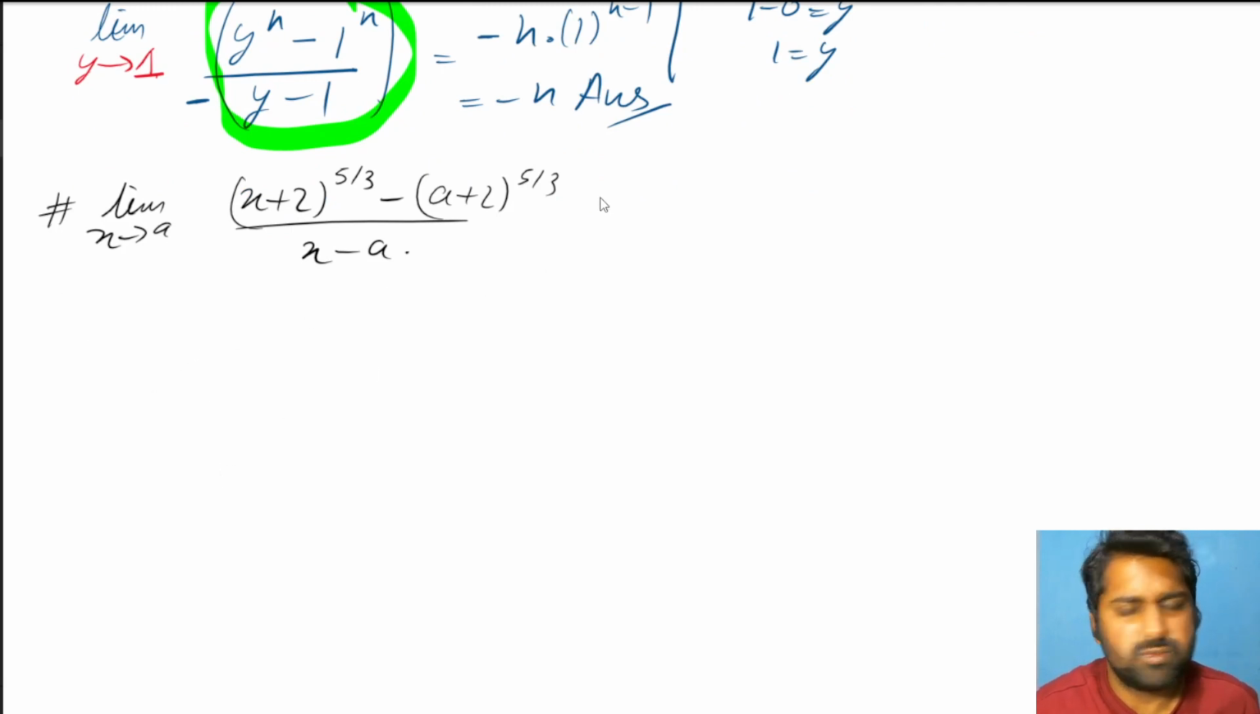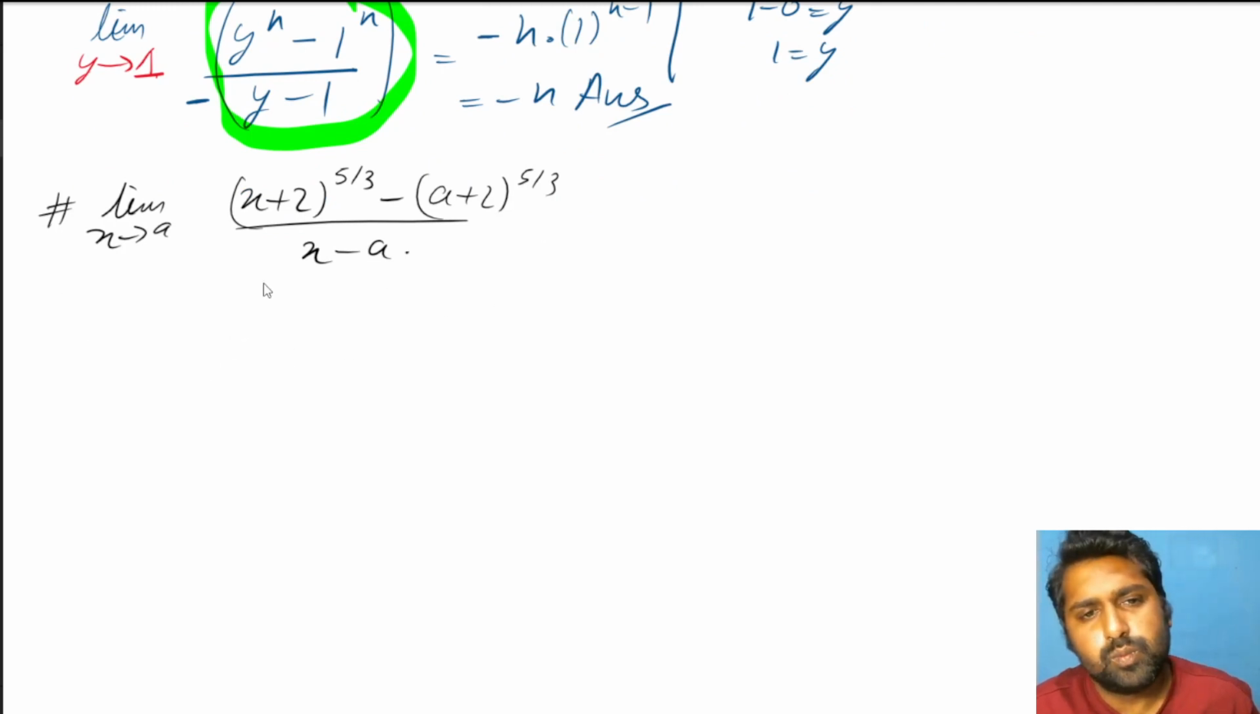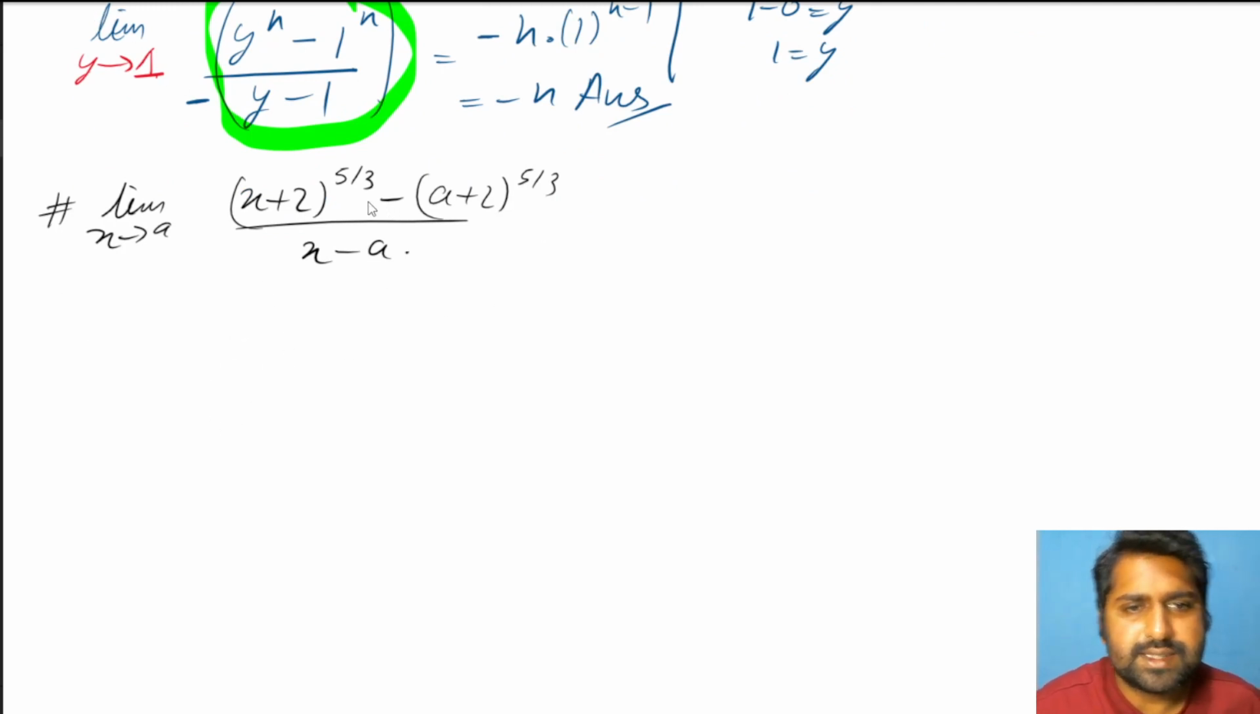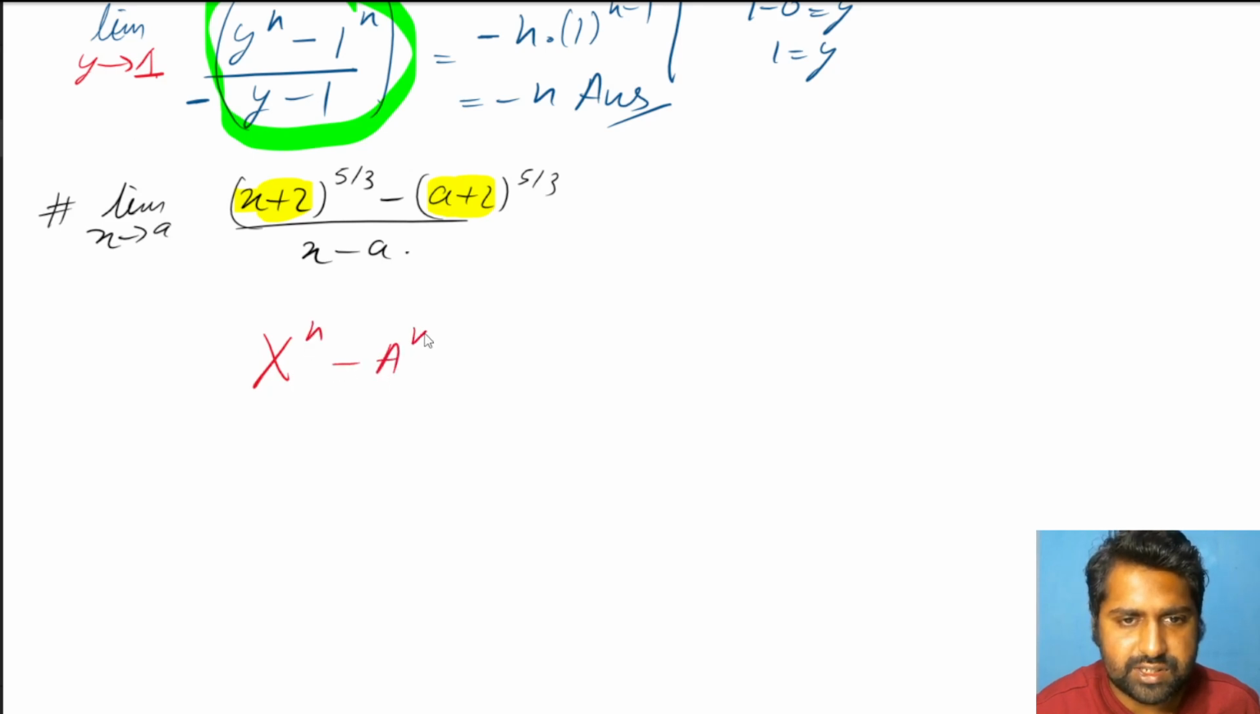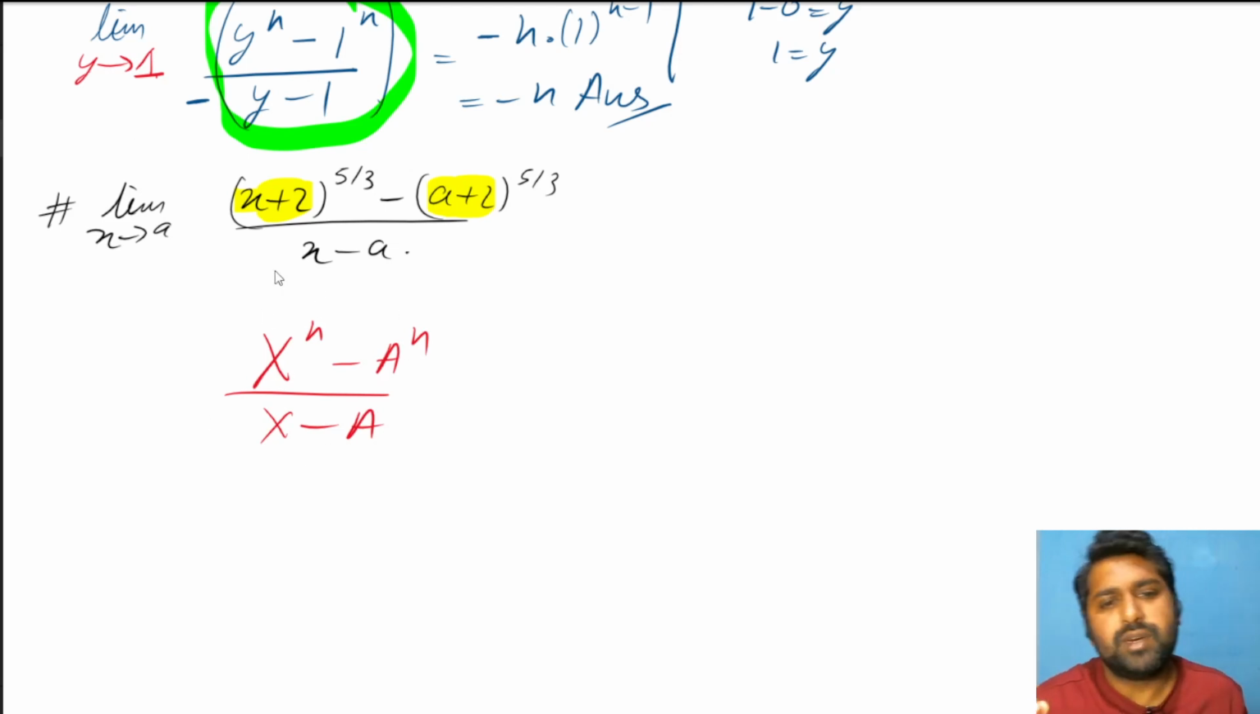Direct substitution will not work. So what do we do? You can see this time at least it is looking like the standard form, but the problem is here you have x plus 2 and here you have a plus 2. So basically you can do this without changing the limit or anything, because this is very simple as long as you follow the basic idea. I'll change the formula in terms of capital X raised to power n minus capital A raised to power n upon capital X minus capital A. Just replace the alphabet with capitals, because otherwise it will create confusion.